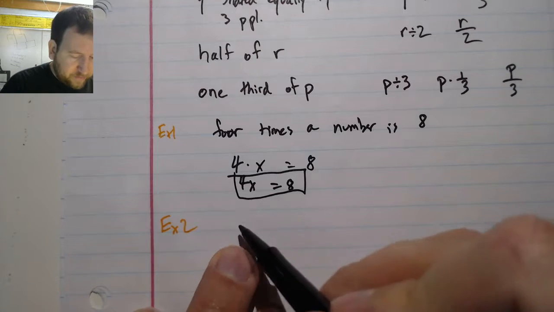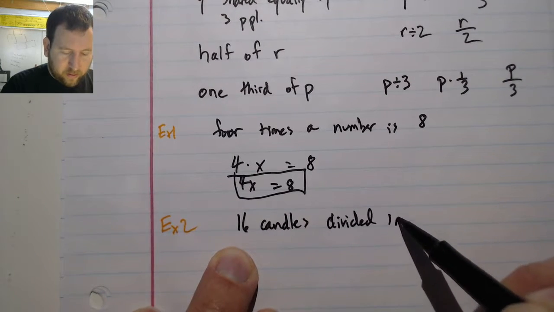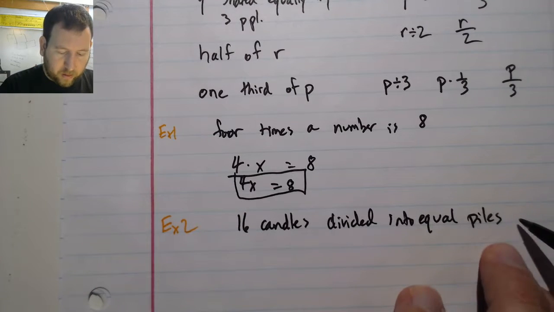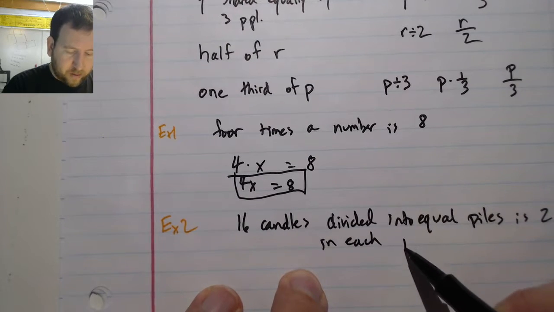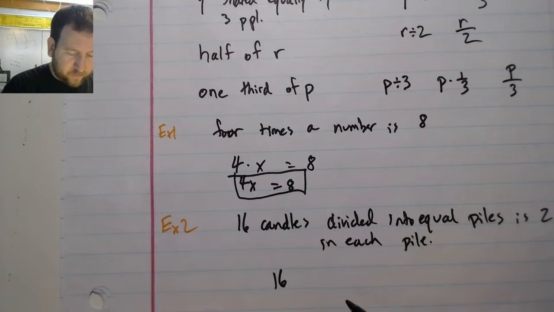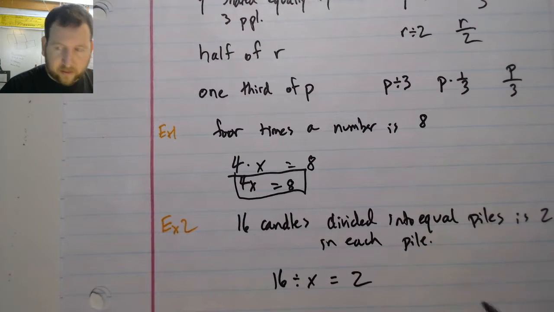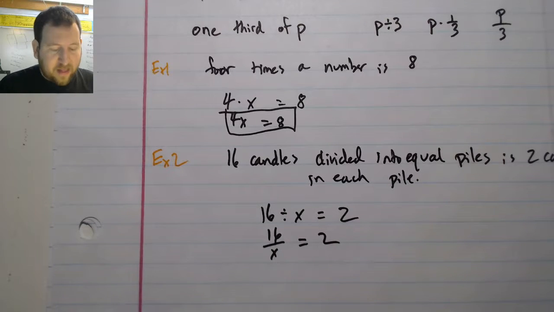All right, this one says 16 candles divided into equal piles is 2 candles in each pile. Okay, so we have 16 candles divided into equal piles. We don't know how many piles. Equals 2 candles in each pile. All right, and I would probably write this as 16 over x equals 2. And that one I could solve doing just my normal style. But for here, I just can leave it like that. If you feel like you get it, go ahead and go on. I'm going to do a couple more as expressions.